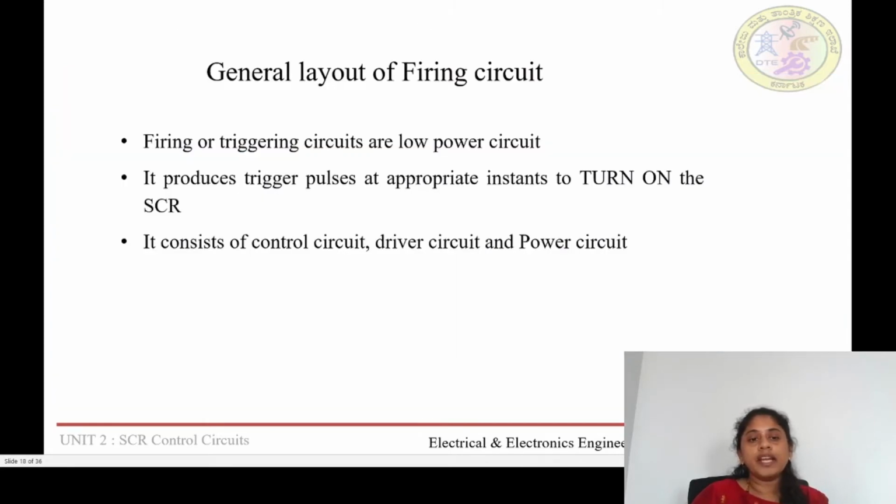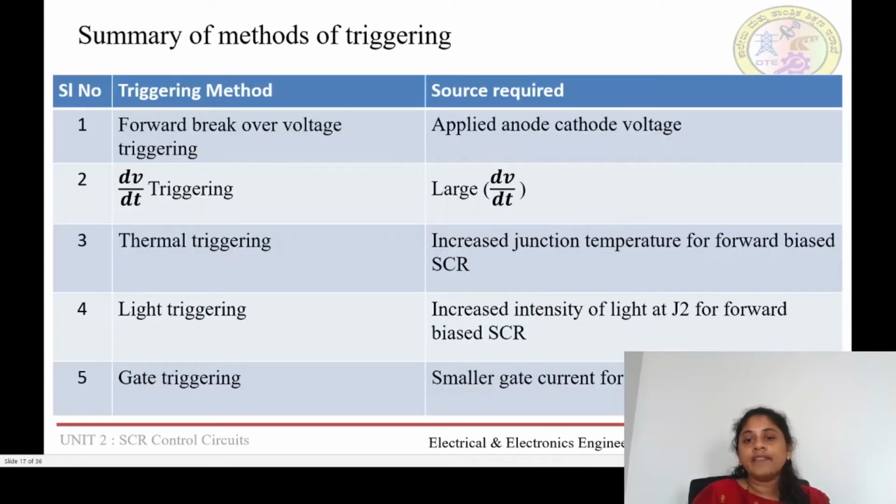In the fourth method, that is light triggering, light is focused on junction J2 for a forward biased SCR. With increase in the intensity of light, there will be increase in the electron hole pairs at the junction, and at one point of time current starts flowing from anode to cathode and the SCR is said to be light triggered.